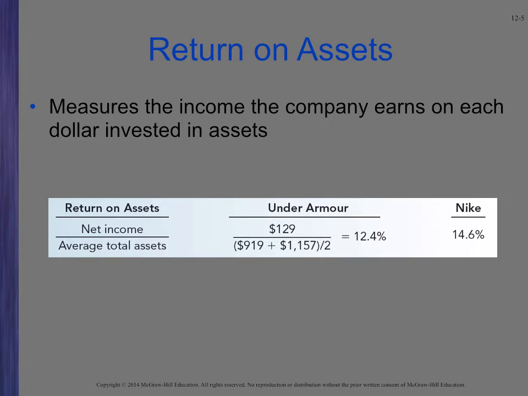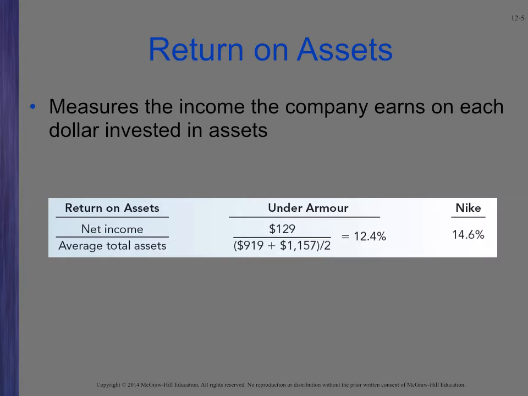The second ratio is the return on assets. It measures the income the company earns on each dollar invested in assets. We calculate it as net income divided by average, but not ending, total assets. So we're always looking at the average total assets. Average total assets are calculated as beginning total assets plus ending total assets divided by 2.